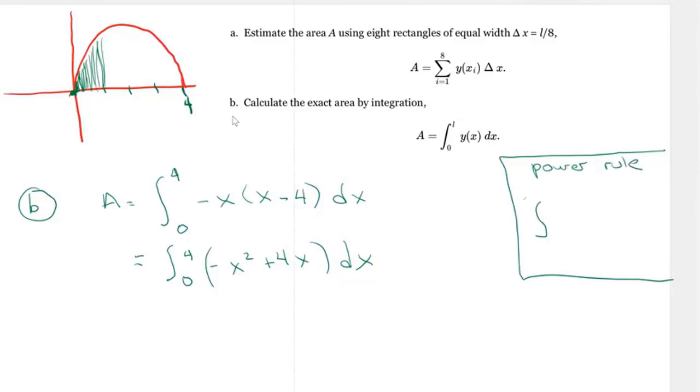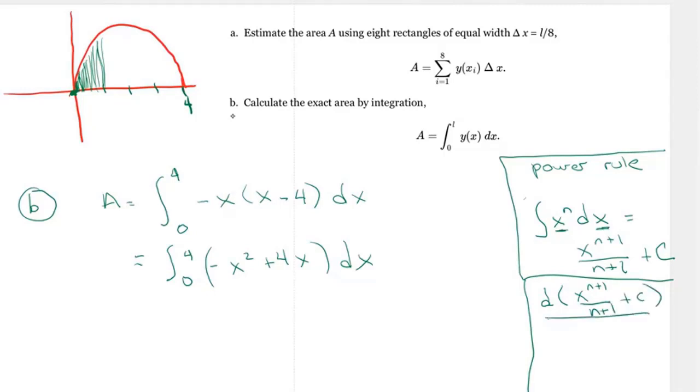It says that the integral of x to the n dx, and notice this variable is matching this variable, is equal to x to the n plus 1 divided by n plus 1. The derivative and the integral are inverse functions of each other. If I were to take the derivative, let's just do it to show you. Plus, we always add a constant. I want the derivative of x to the n plus 1 over n plus 1 plus c with respect to x.